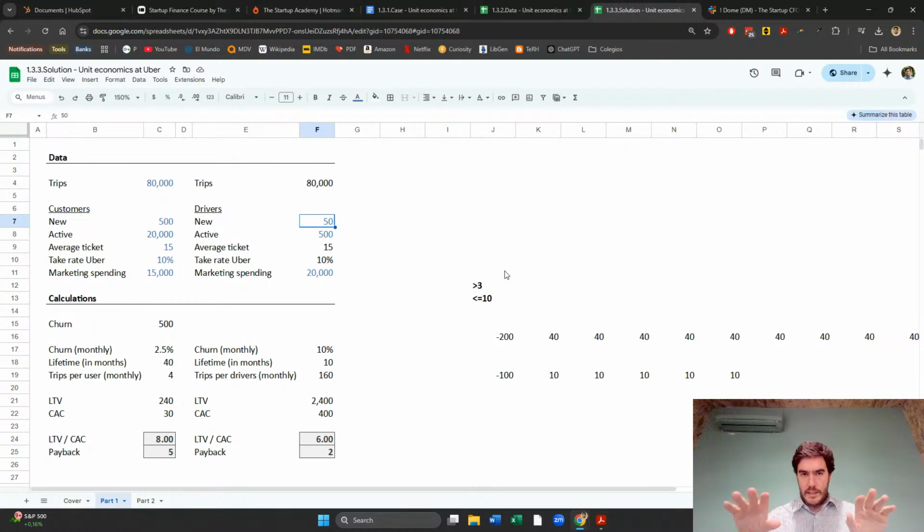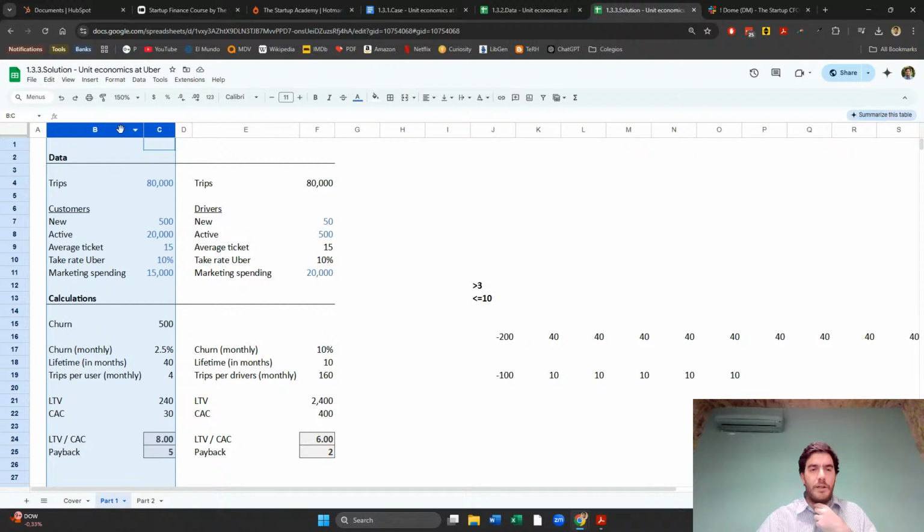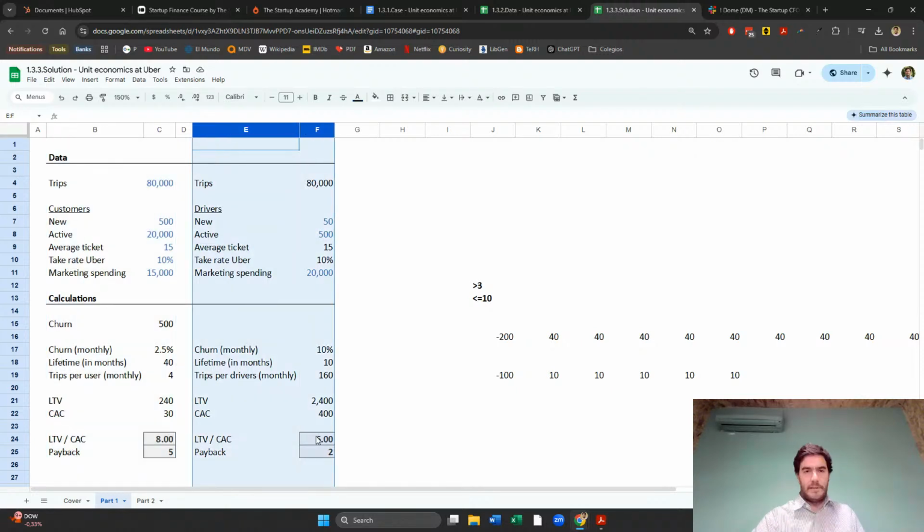I have no idea, to be honest. But if you need to acquire so many because they are not staying with you, then at some point, maybe all of them have already gone through Uber, and they decided to stop. So this is an example of healthy unit economics in general, but essentially.